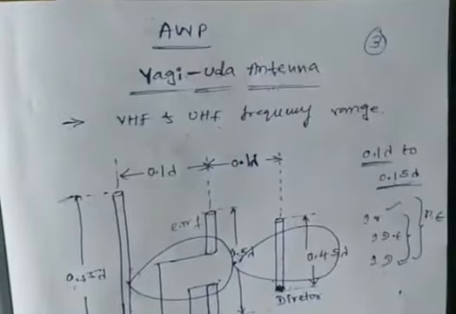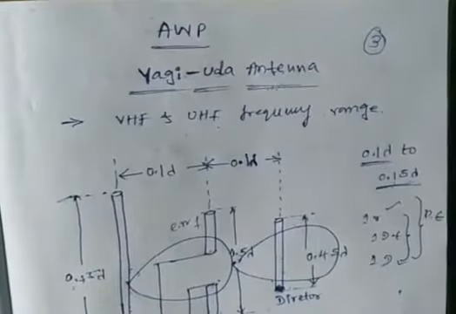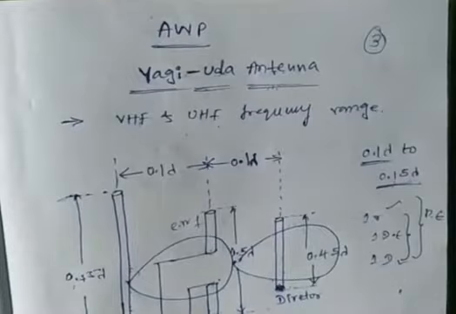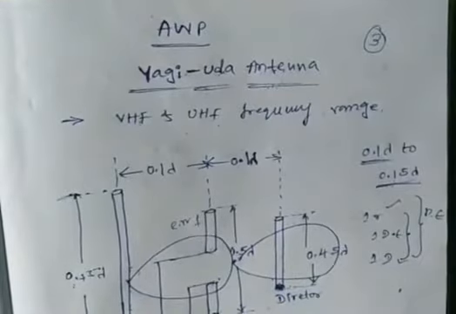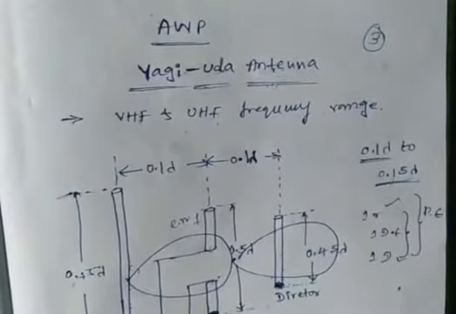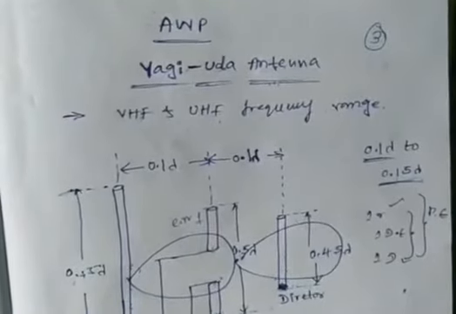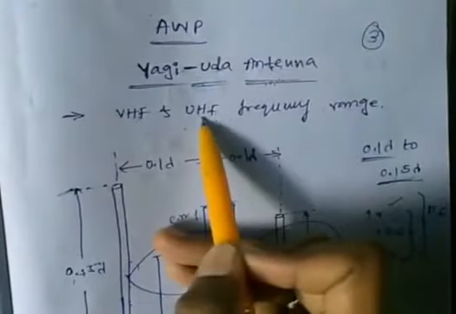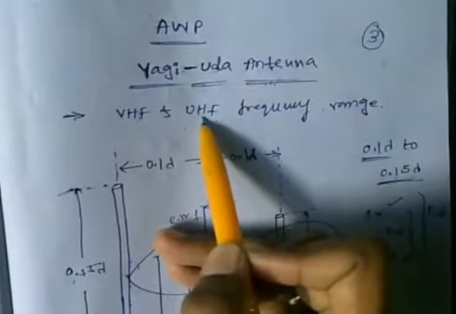Hi friends, today's topic is the Yagi-Uda antenna. Generally, these antennas are high gain antennas and are an example of a parasitic element array. These Yagi-Uda antennas are operated at VHF and UHF frequency ranges.